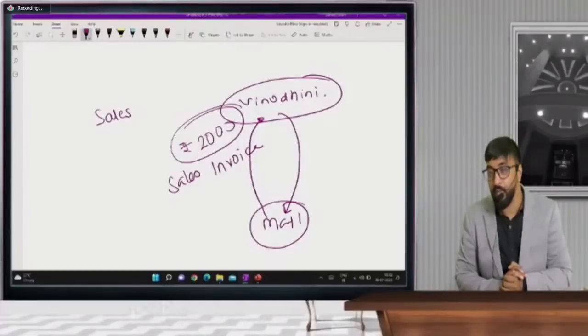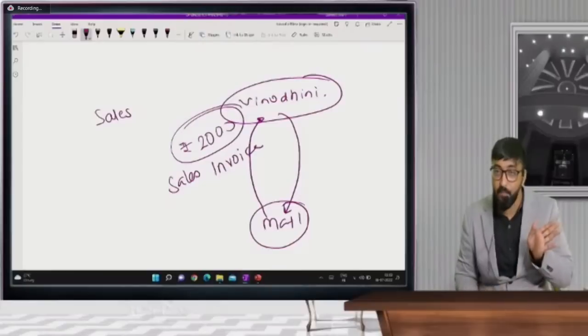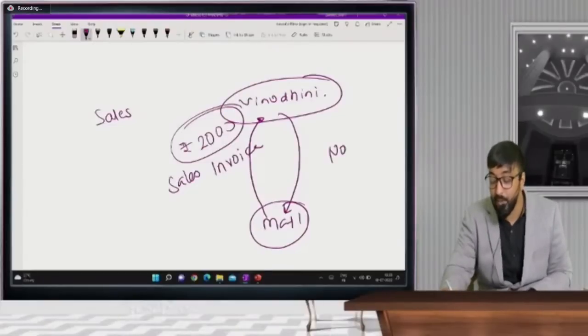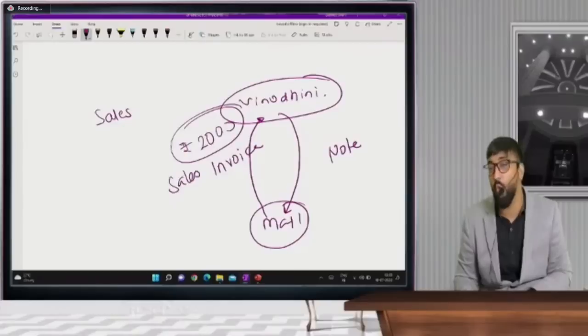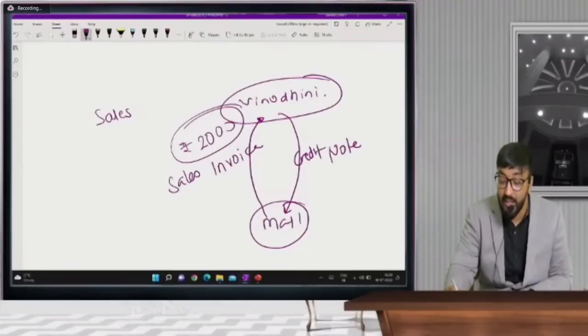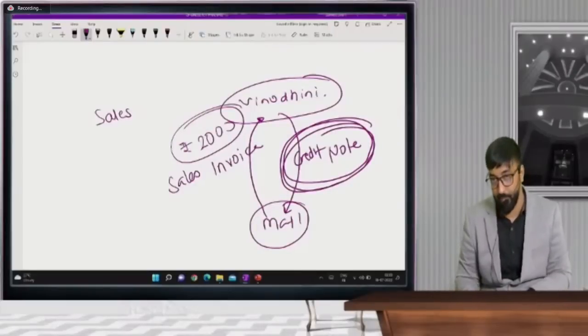Now, what will that mall person give? Yes, some evidence he has to give that she already paid and she returned these goods. So some note the shopkeeper will issue, and for the shopkeeper it's a liability, and therefore that note is called a credit note. And this note will be prepared in case of sales return.